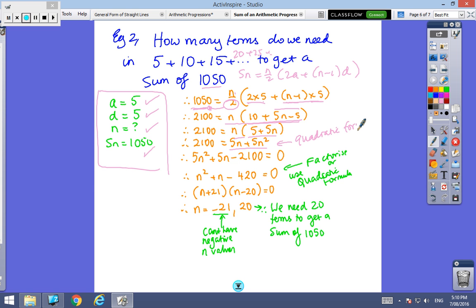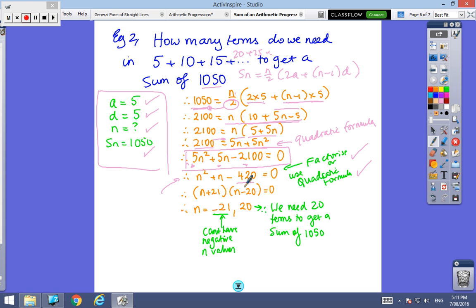But the trouble is, it has to equal 0. And so I bring the 2,100 across to the other side. Now, one thing I've done is, since I have 5, 5 and 2,100, I've divided everything by 5 to make the numbers a bit smaller. At this stage, I end up with the quadratic expression n squared plus n minus 420 equals 0. Now, you've got to factorise it, or you can use the quadratic formula. I'm just going to factorise it.